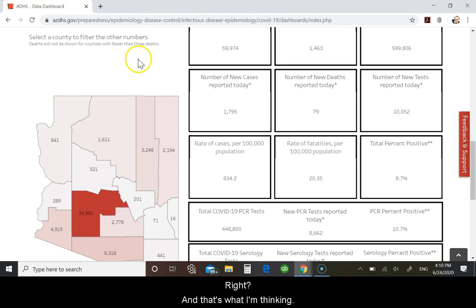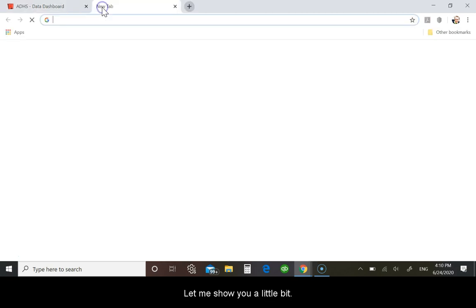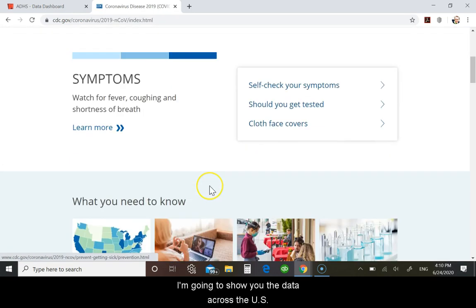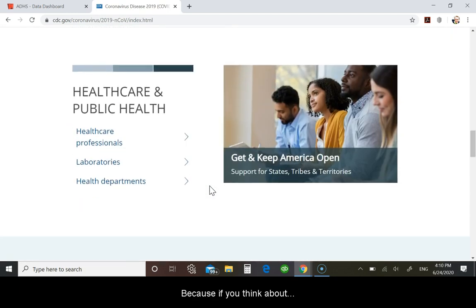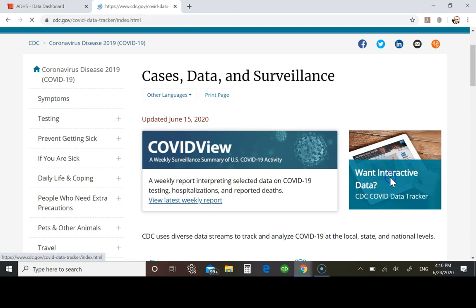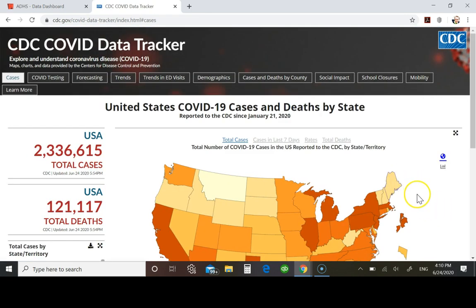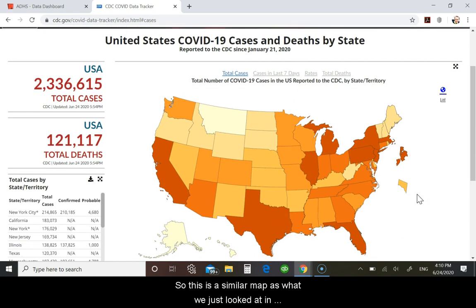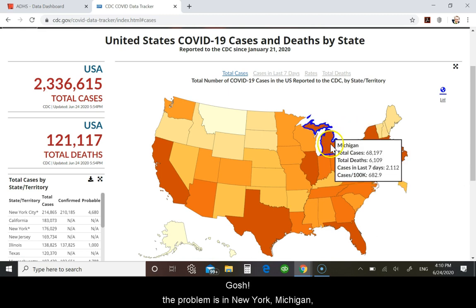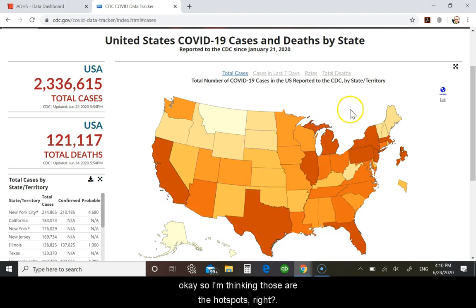I don't want to be there, right? And that's what I'm thinking. Well, let me show you something about that. I'm going to go to the CDC now, and I'm going to show you data across the U.S. Go to data and surveillance, and I want to use the CDC COVID data tracker. This is a similar map to what we just looked at in Arizona, but for the whole US. If I look at this, I think, wow, total cases, gosh, the problem is in New York, Michigan, Texas, California. Okay, so I'm thinking those are the hot spots, right?